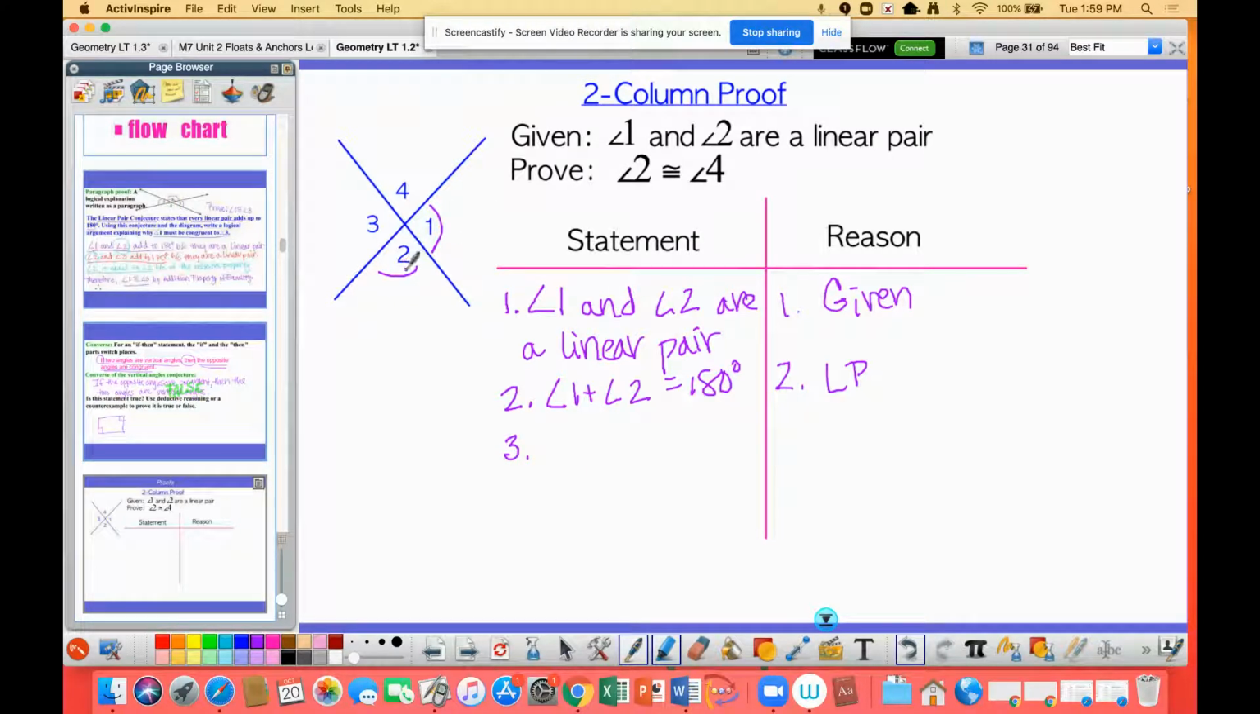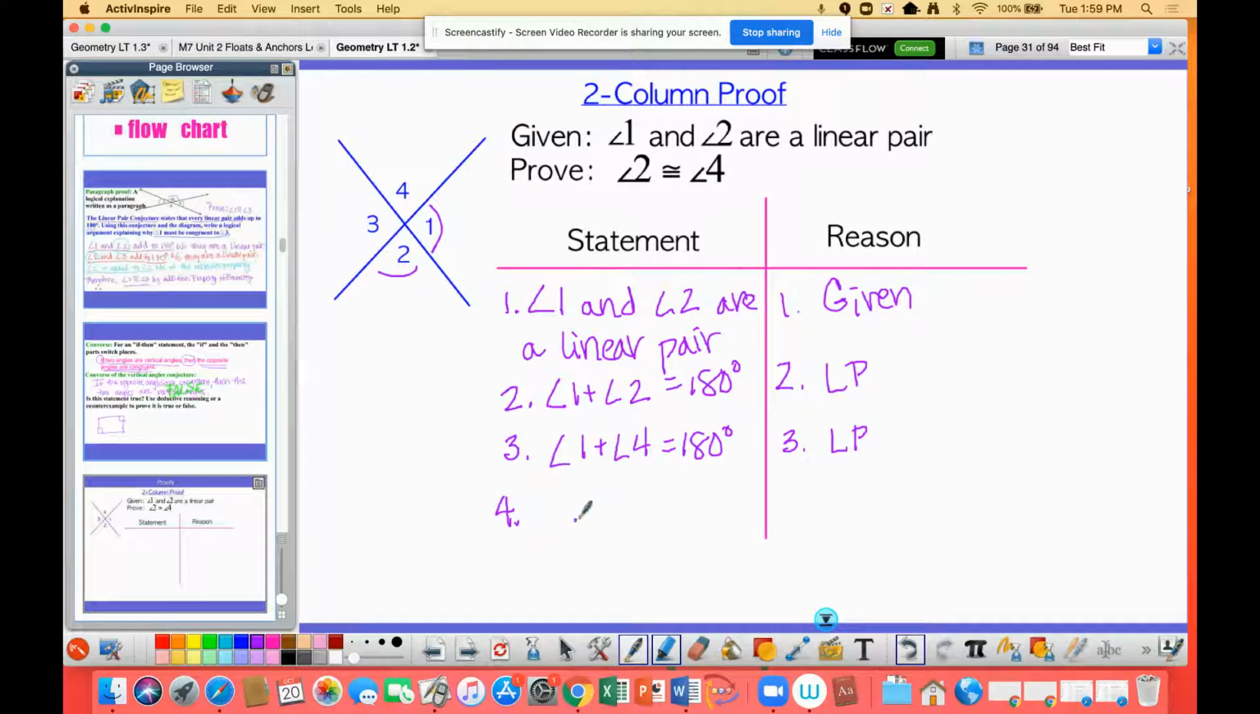Remember, I'm going to angles 2 and 4. That's what I want. So now I want to do angle 1 and angle 4. So angle 1 plus angle 4 equals 180 degrees. The reason for that is also because it is a linear pair.